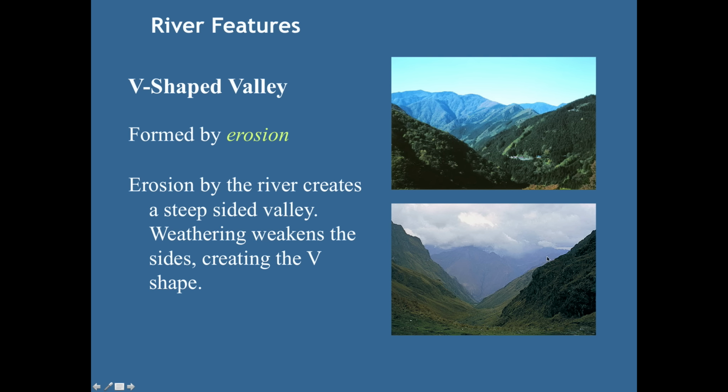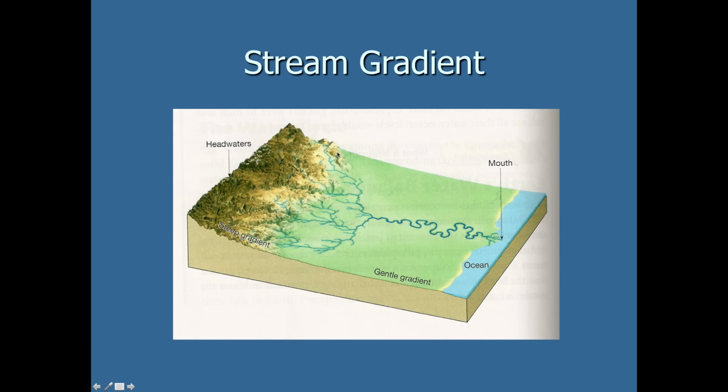So if you're looking at a valley and it has a V, then you know that a river formed it. There are other types of valleys that are formed by glaciers or by earthquakes, and they have different shapes. So V shape means that the river formed it. V-shaped valleys tend to form up here by the headwaters.